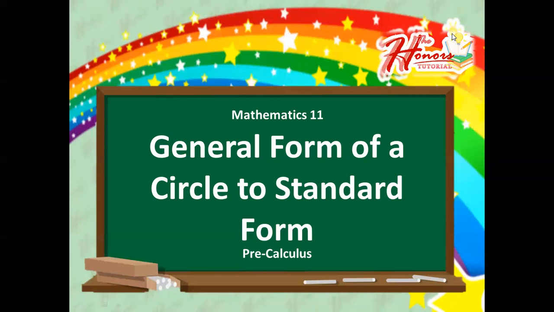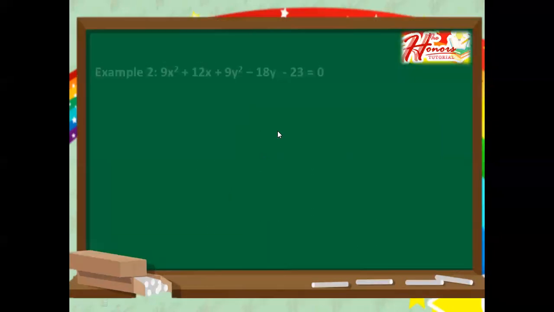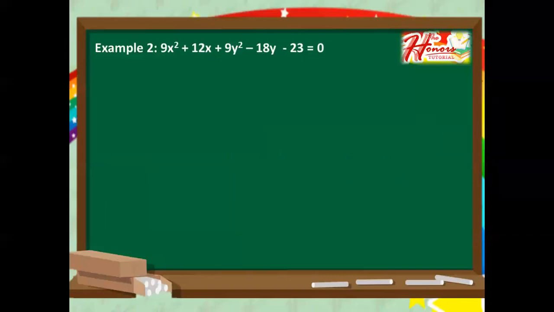Welcome to part 2 of our topic, which is about converting the general form of a circle to standard form. This is for Mathematics 11 under pre-calculus. So let's have our example number 2, and that is 9x squared plus 12x plus 9y squared minus 18y minus 23 equals 0. Let's solve for it now.